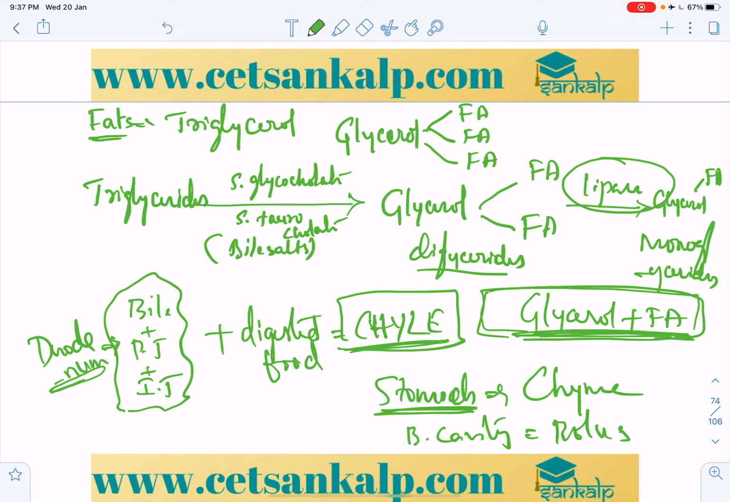So fatty acids will be there. It won't change the way carbohydrates and proteins change into a different form, say polysaccharides into monomers. Here fatty acids will be there, hence its nature won't change. You have to keep this in mind.